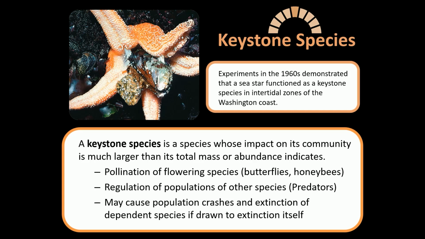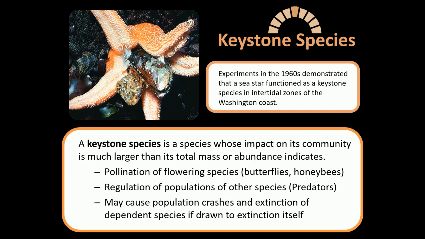Another example might be a predator that keeps the populations of the species it preys on in check. And last time I used the example of a carnivore keeping herbivores in check, and then that makes sure that there's not so many herbivores that they completely eat all of the plant life, which would then cause population crashes and devastate the ecosystem. Up here in this photo, I have a picture of a starfish.